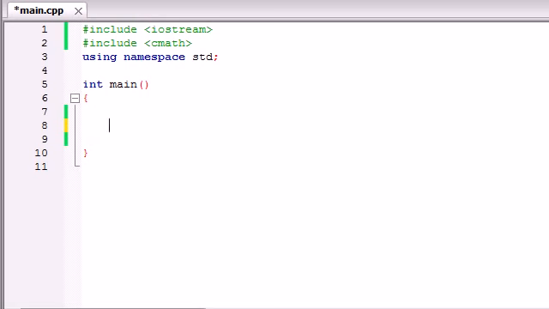Before I get started, I want to mention this. In our formula for calculating interest rate, we need to use a function called power, and that's included in the CMath library. So make sure you include this before you get started in this tutorial. So let's go ahead and get down to it.